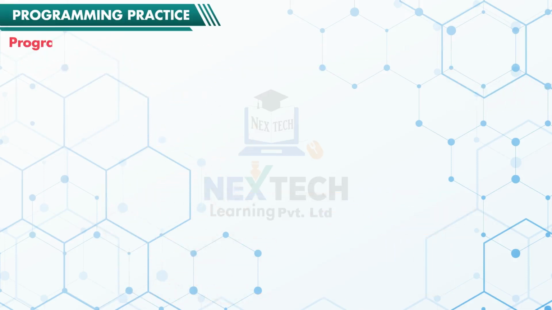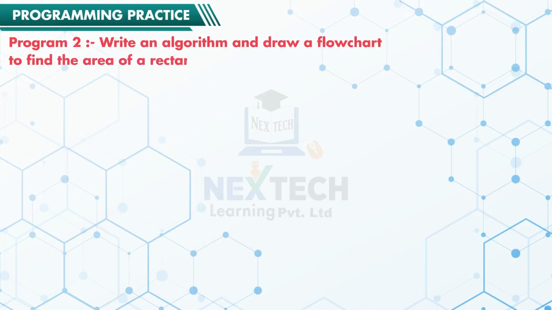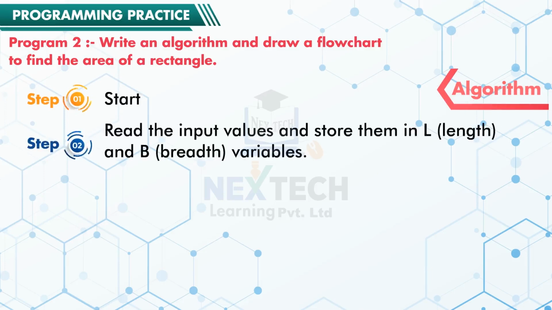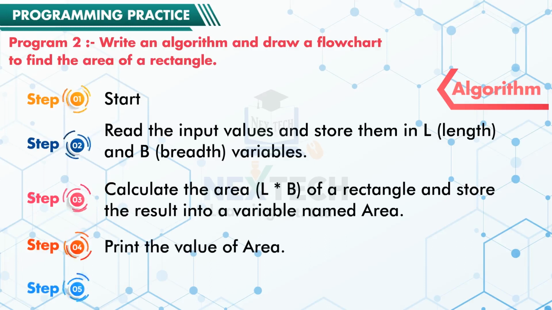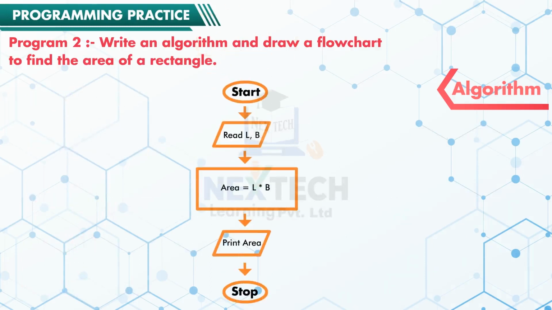Stop. Program 2. Write an algorithm and draw a flowchart to find the area of a rectangle. Algorithm. Step 1. Start. Step 2. Read the input values and store them in L (length) and B (breadth) variables. Step 3. Calculate the area, L into B, of a rectangle and store the result into a variable named area. Step 4. Print the value of area. Step 5. Stop. Flowchart: Start. Read L, B. Area equals L into B. Print area. Stop.